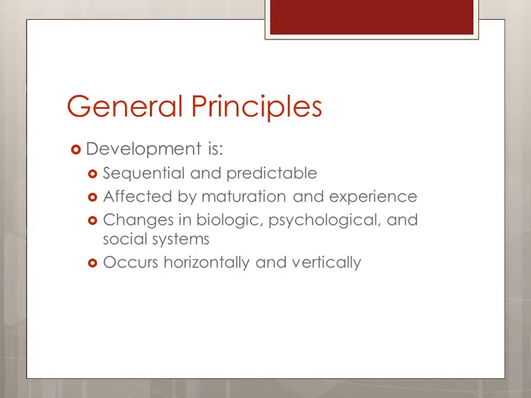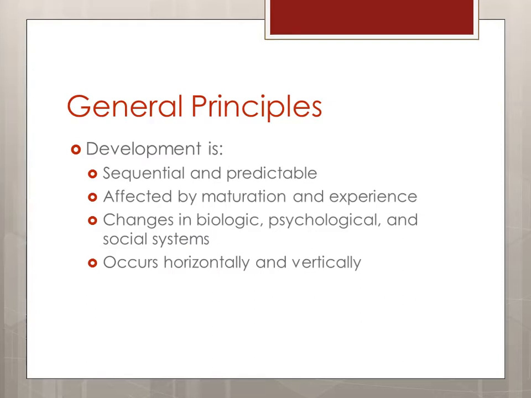Okay, so to start with some general principles of development, development is sequential and predictable. We know that development occurs in a certain sequence, and we can predict that sequence. So generally, we know that a child has to sit before they're able to walk, or that they're able to finger feed before they're able to spoon feed. So all this development is in a predictable sequence.